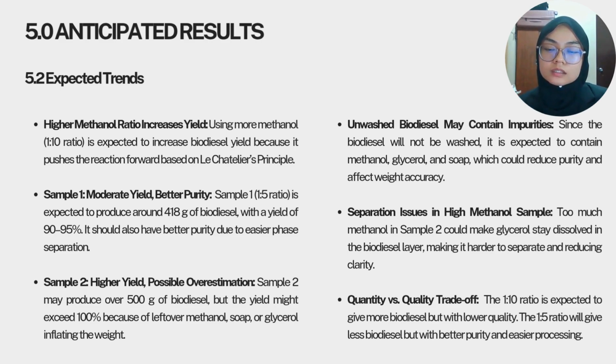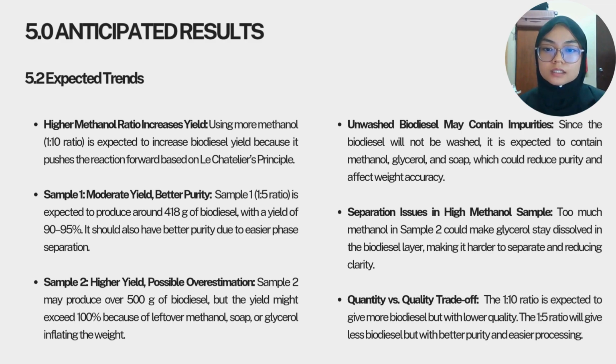Next, we have the separation issues at high methanol ratio. Although the 1 to 10 ratio is expected to enhance the biodiesel formation because it is high in methanol, it may also lead to separation difficulties. Excess methanol can increase the solubility of glycerol in the biodiesel layer, reducing product clarity and purity.